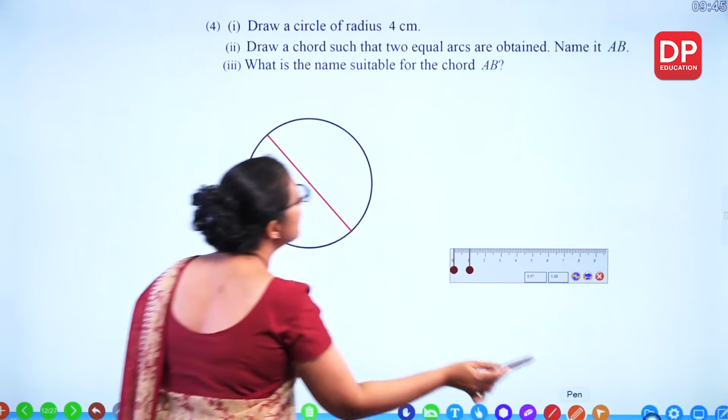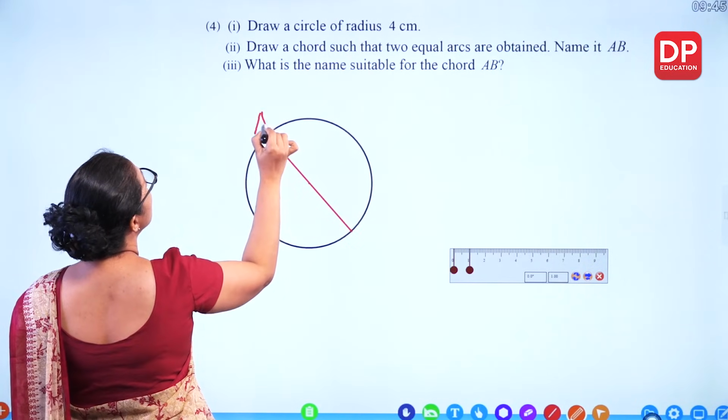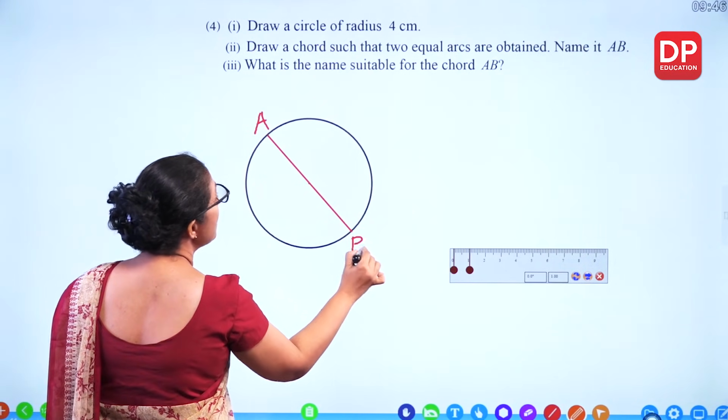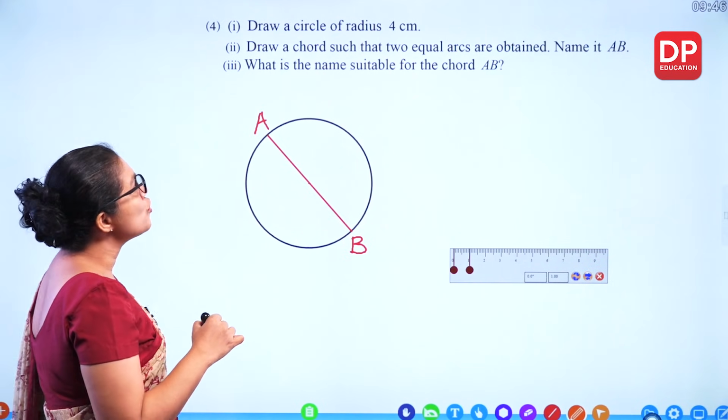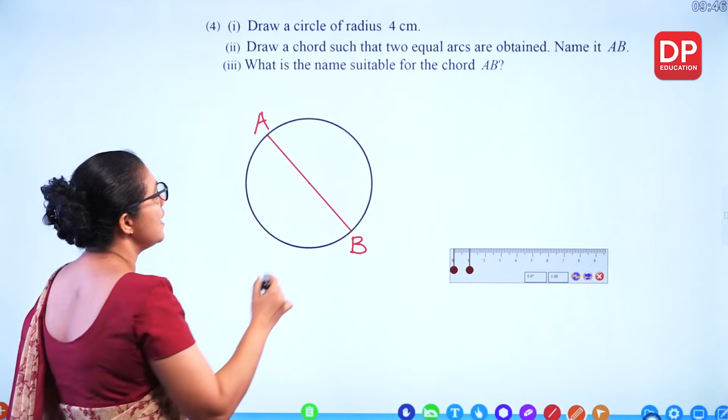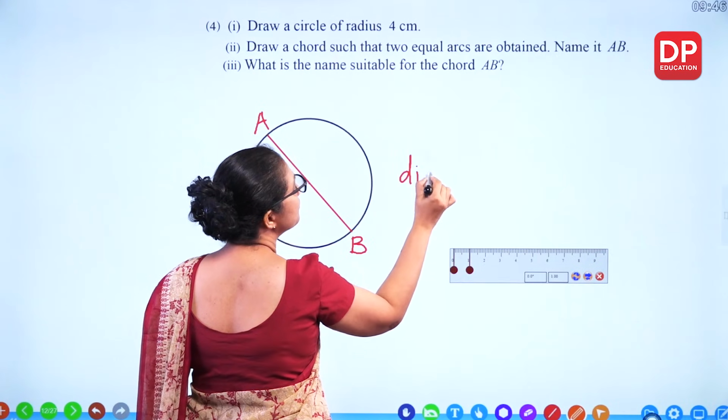So what's the chord here? That's the diameter AB. What is the name suitable for the chord AB? Diameter.